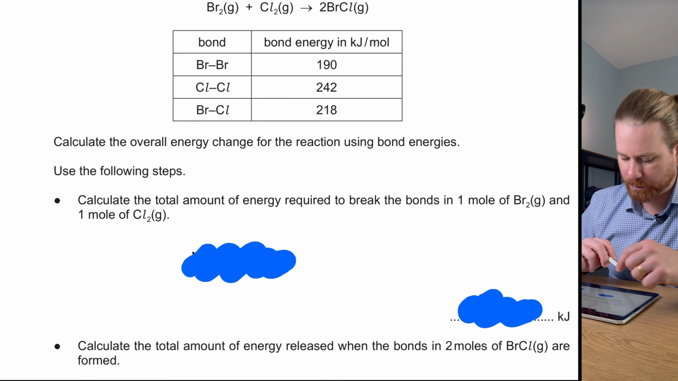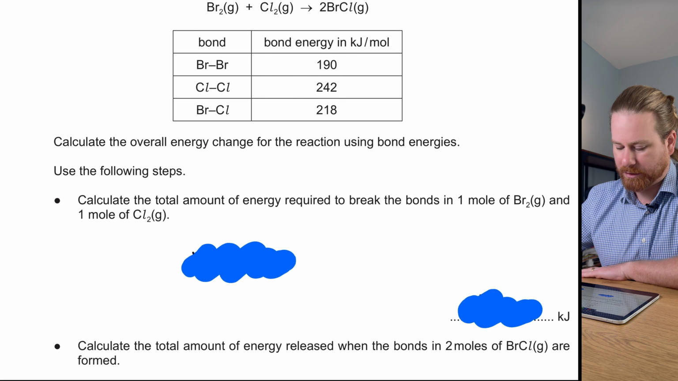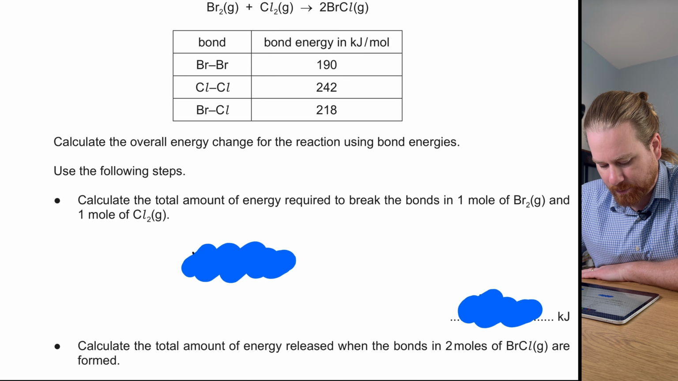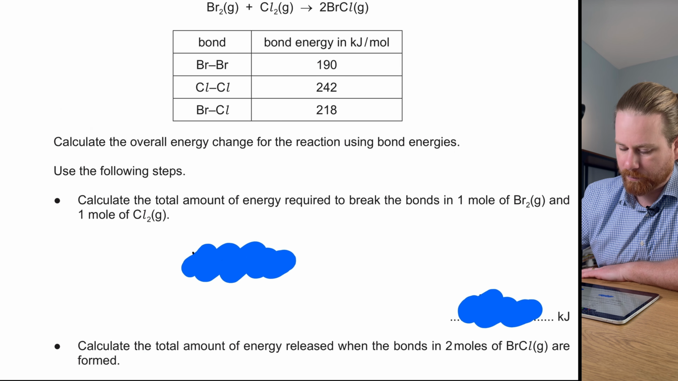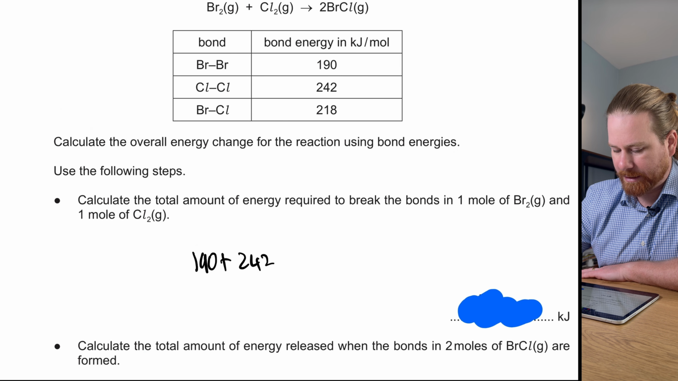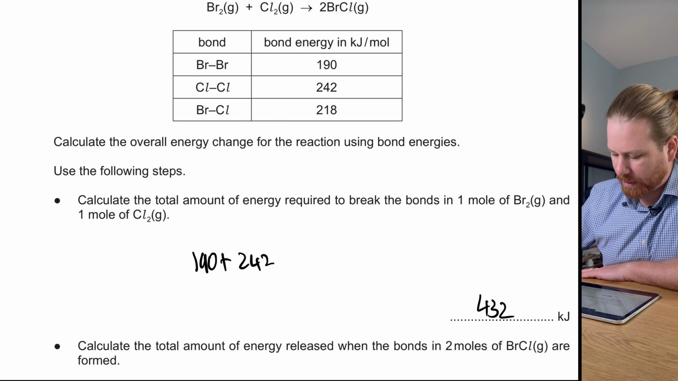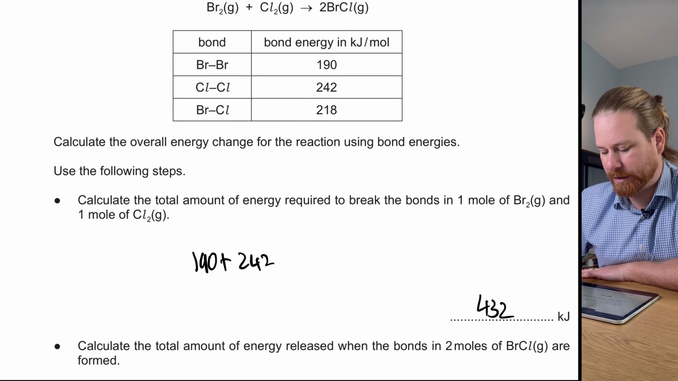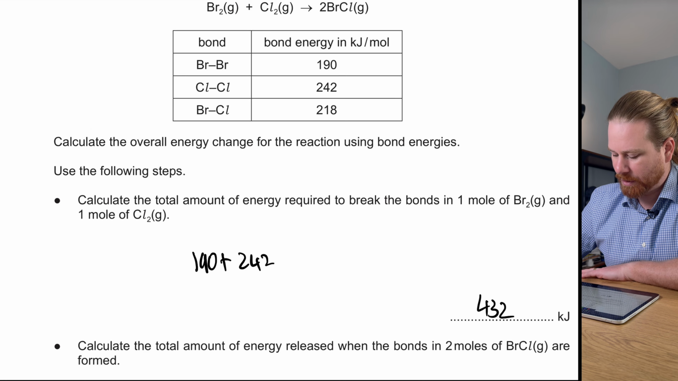Calculate the total amount of energy required to break the bonds in 1 mole of Br2 and 1 mole of Cl2. Right, so you're just adding these two numbers together. And here we go, we're getting our answer. All the data is given in here, in kilojoules per mole.